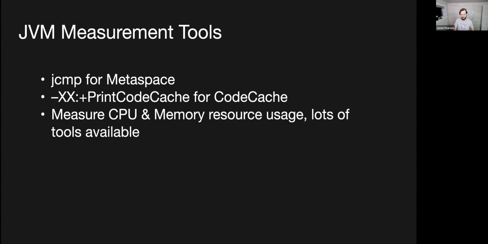Definitely curious to talk with people at the end of the talk about what they've experienced and if they've seen different performance based on these things. If you want to measure these things, use GC.heapdump for metaspace, print code cache for code cache, and generally you're going to have to just measure CPU and memory resource usage. There's lots of tools available.